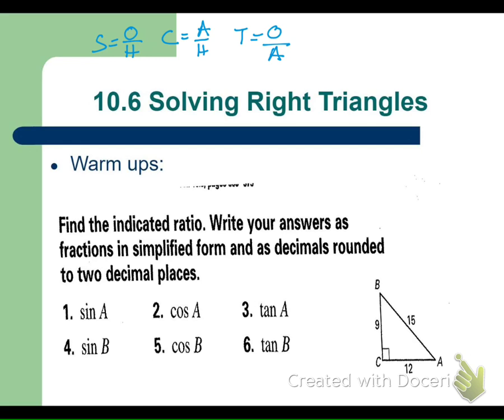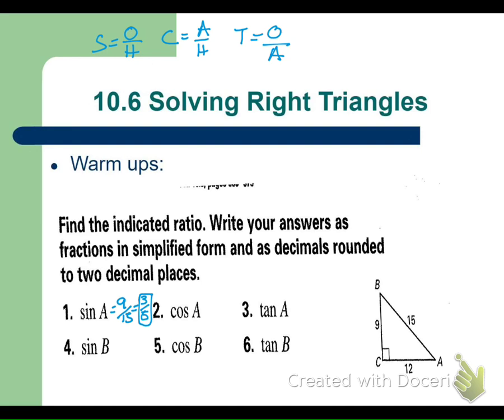So if we're going to find sine of A, we want opposite of A. What side length is opposite of A? 9. What is the hypotenuse? 15. So if we want to put this in lowest terms, how can we reduce this? What goes into both of these to come up with that equivalent fraction? Yep, 3 goes into 9 3 times, and 3 goes into 15 5 times. So 3 over 5 is our first fraction.